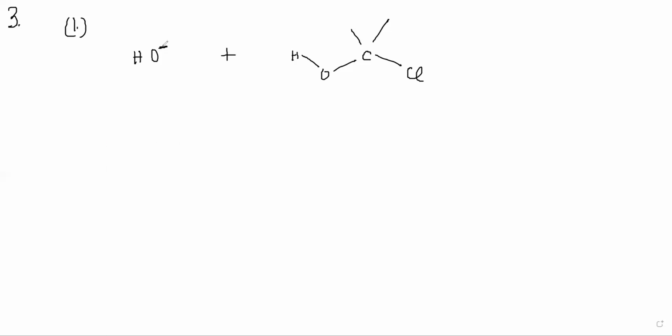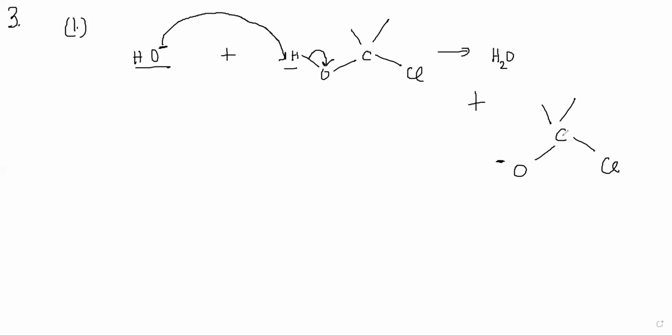There is a lone pair on this O. This negative is apparently attacking the H. If it attracts the H, it will form a bond with the H, and it will break this bond, because this sigma bond must break. H cannot form more than one bond. So you will get H2O because of this, and this bond will break and you will get an anion, O minus Cl, like this. So we have gotten an anion.